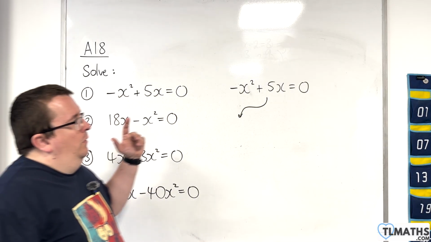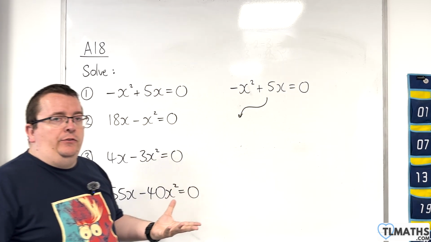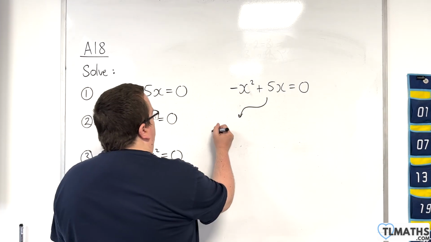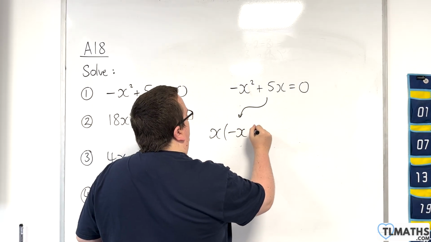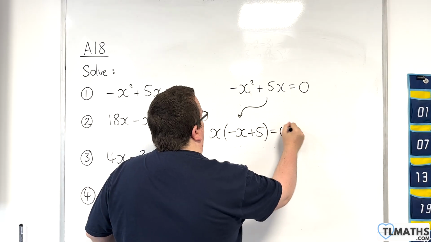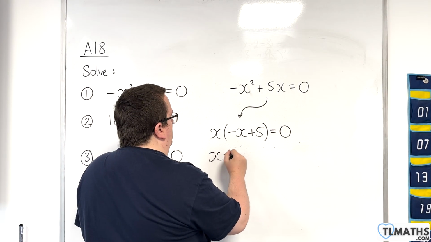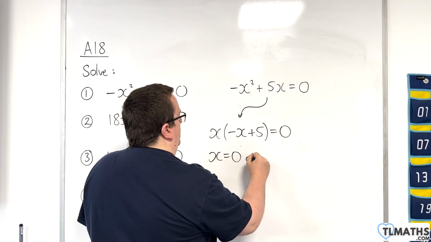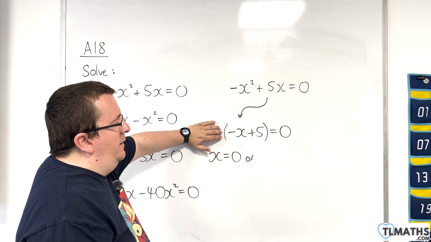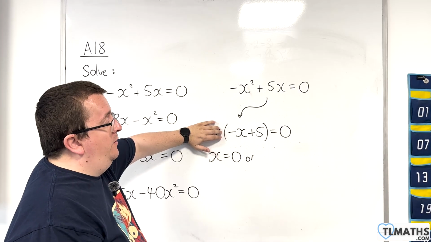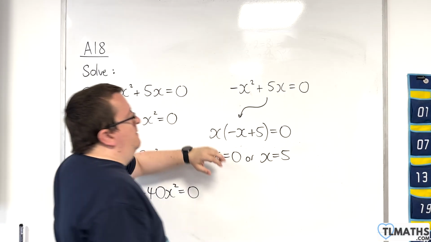So what we'll do is we'll go, right, both of these two terms have x in common, so we can factor the x out. And in my bracket, I'm going to have minus x plus 5. So either the x is equal to 0, or this bracket is 0. So if you subtract 5 from both sides, and then multiply through by minus 1, x is going to be equal to 5, isn't it? Okay.